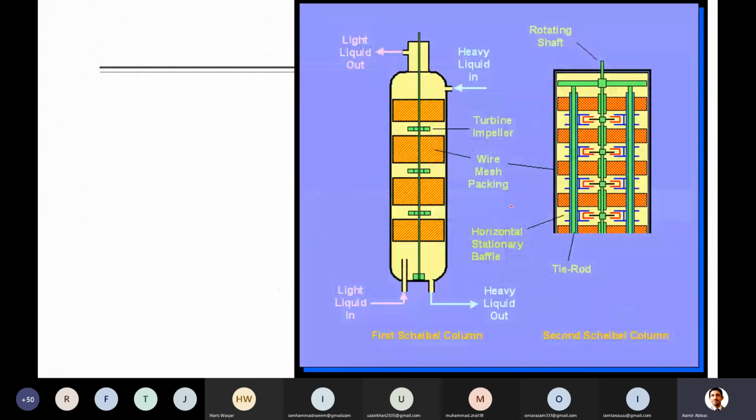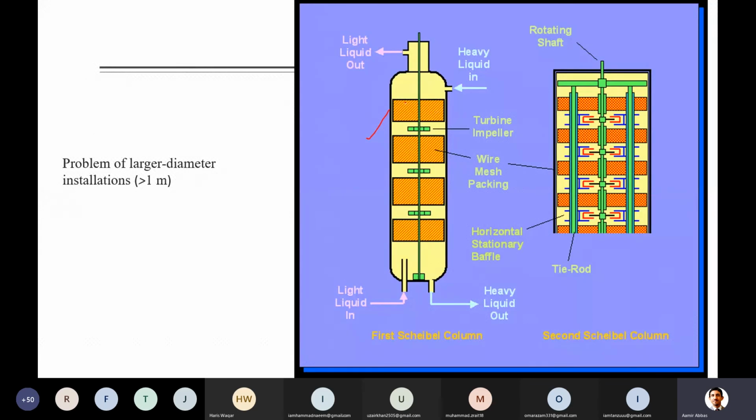In this diagram you can clearly see the first Scheibel design, which was just a simple column containing packing as well. Then there is a mixing element, and rotating blades. What he observed is that if you increase the diameter of the column, and majorly if it is greater than 1 meter, there will be some problem.